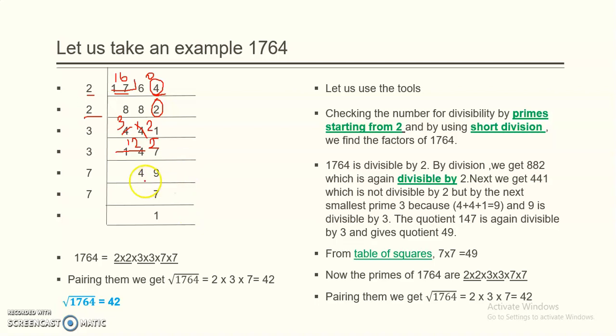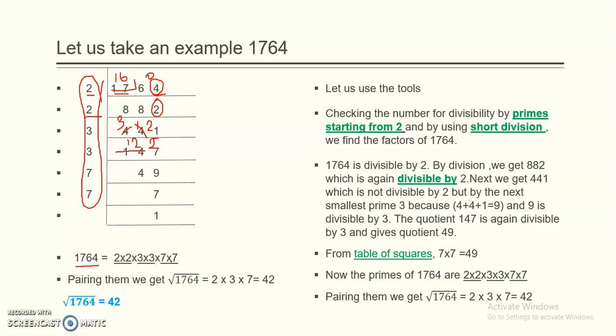Now looking at the table of squares, which is the fourth tool, you know that 7 into 7 is 49, which is there in the table of squares. So we get all the prime factors using the 4 tools. We have made it very fast. So the prime factors of 1764 are 2, 2, 3, 3, 7 and 7.